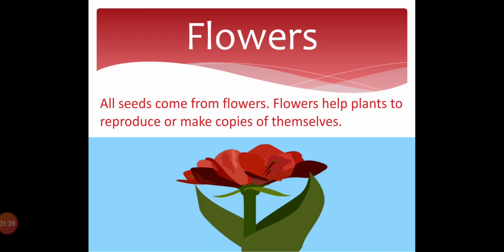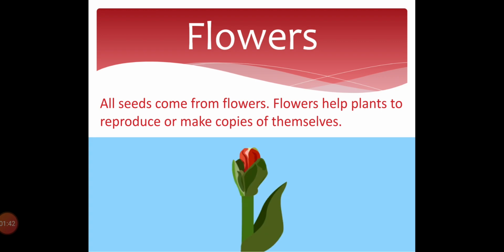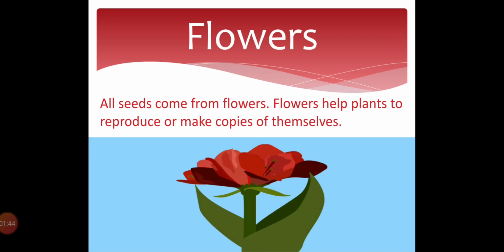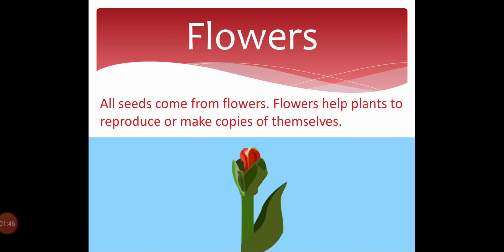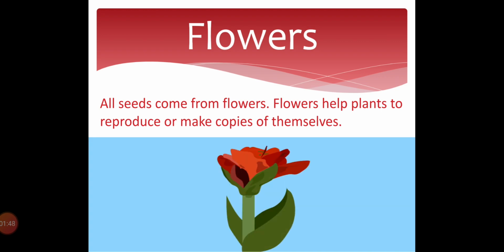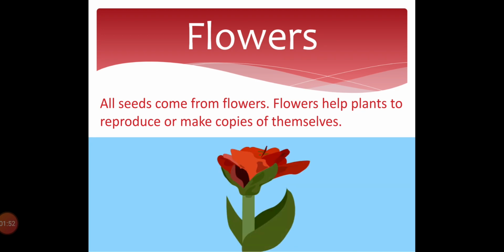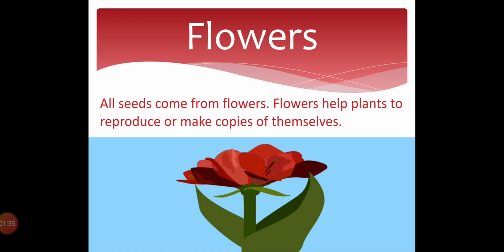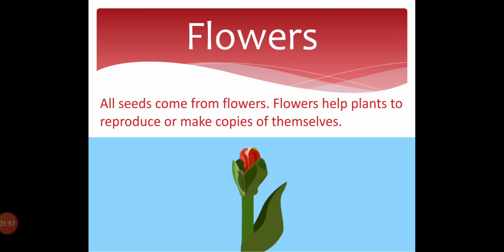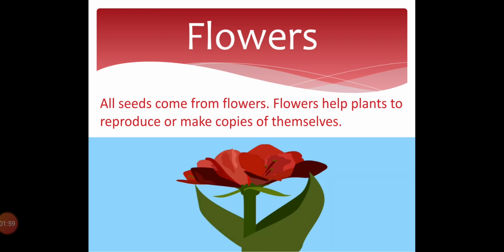All seeds come from flowers. Flowers help plants to reproduce or make copies of themselves. How? Whether the flower grows into a fruit or it stays as a flower, it produces seeds and then these seeds grow into a new plant. So, this is how the flowers help plants to reproduce or make copies of themselves.